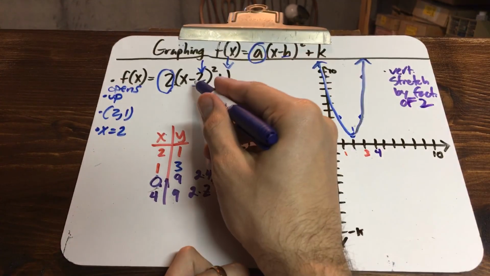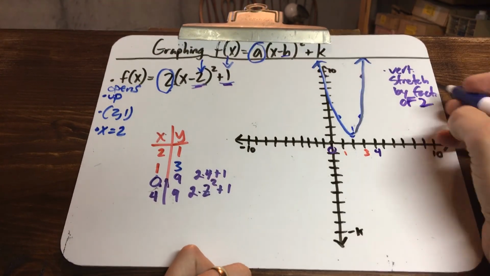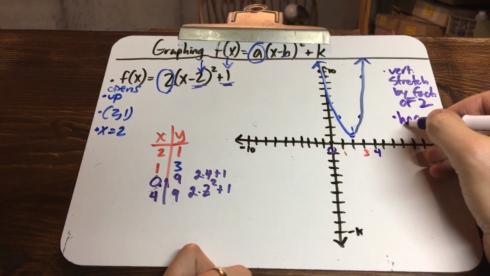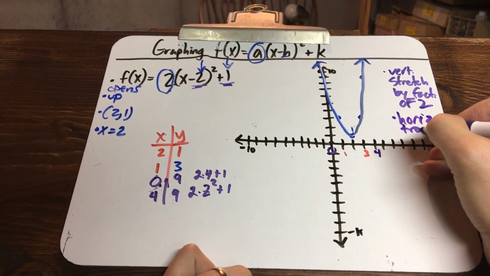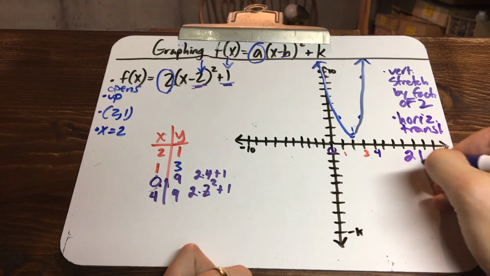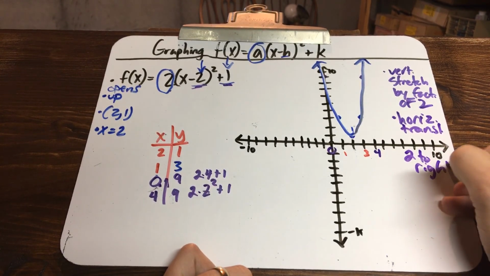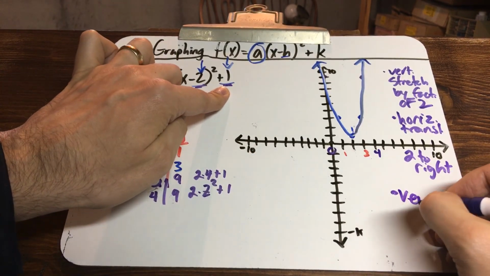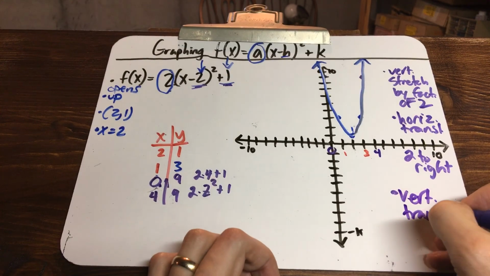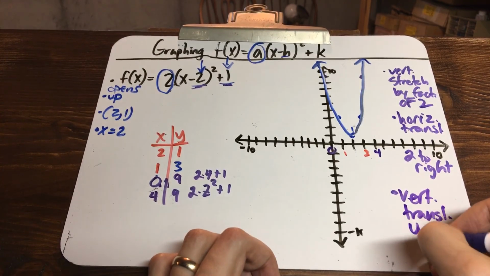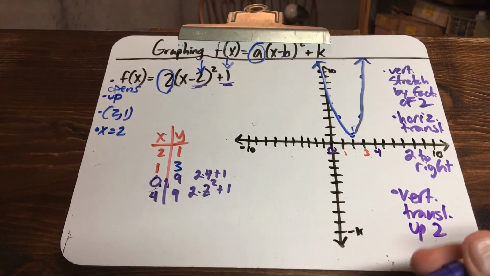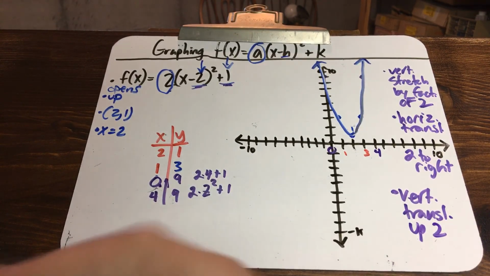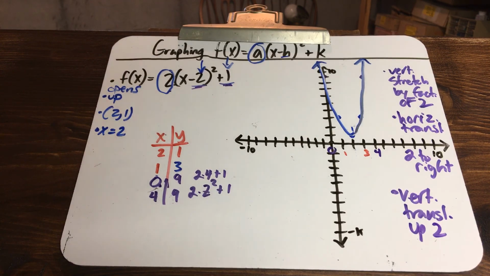The fact that we moved it 2 to the right and up 1, that's something I need to describe, right? 2 to the right means it's a horizontal translation. 2 to the right. And then we also moved it up 1 because of this right here. This is a vertical translation up 1, right? And that's it. We made it twice as narrow. We moved it 2 to the right. We moved it up 1, and that's what we did compared to the original one.